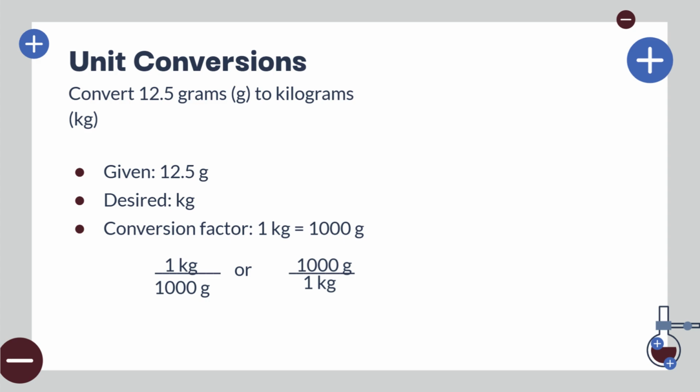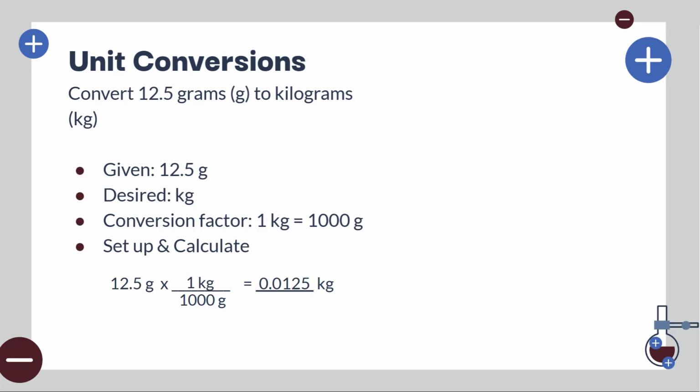Now, for this example, they are asking you to convert from 12.5 grams to kilograms. So our given number is 12.5 grams, and we want kilograms. We also know that 1 kilogram is equal to 1,000 grams, because if you use the King Hector died mnemonic, we move the decimal 3 times to the left. Therefore, 1 kilogram is equal to 1,000 grams. So we have 2 possible conversion factors. Now you can try to set up the problem and solve it.